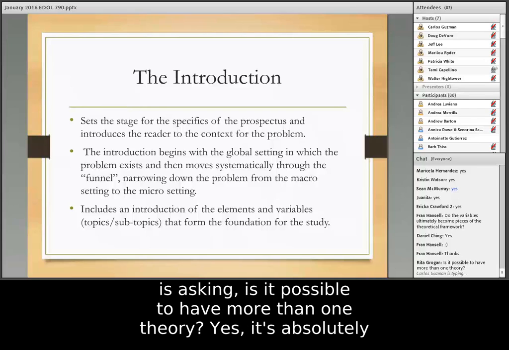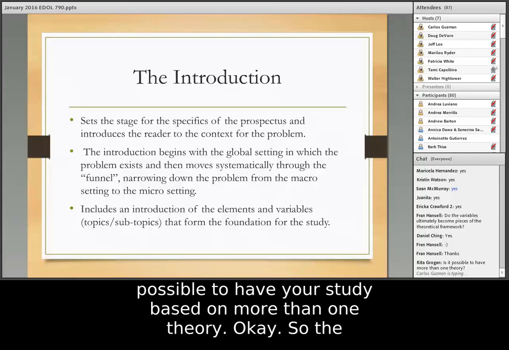Rita's asking, is it possible to have more than one theory? Yes, it absolutely is possible to have your study based on more than one theory.